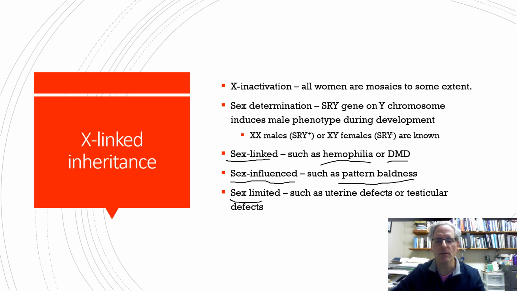Sex-limited means that you're not going to have that trait unless you have the anatomy associated with that trait. So traits for uterine defects. Turns out the structure of the uterus is inherited. Are men going to be affected by those traits? No. Testicular defects in males. Are those going to affect females? No, because females don't have testes. And so on and so forth.